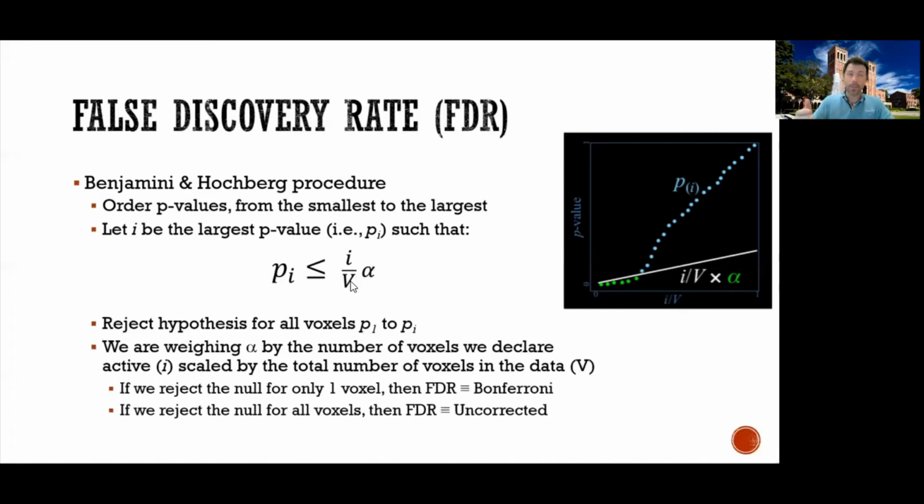On the other hand, if I were to declare significant all the voxels inside the brain, so i would be equal to V, then it would be tantamount to doing an uncorrected thresholding, because it would be V divided by V, 100,000 divided by 100,000, times alpha. So the p-value would just have to be smaller than 0.05. So in this sense, FDR is flexible: the amount of correction that you're doing actually depends on how strong the effects are in your data.